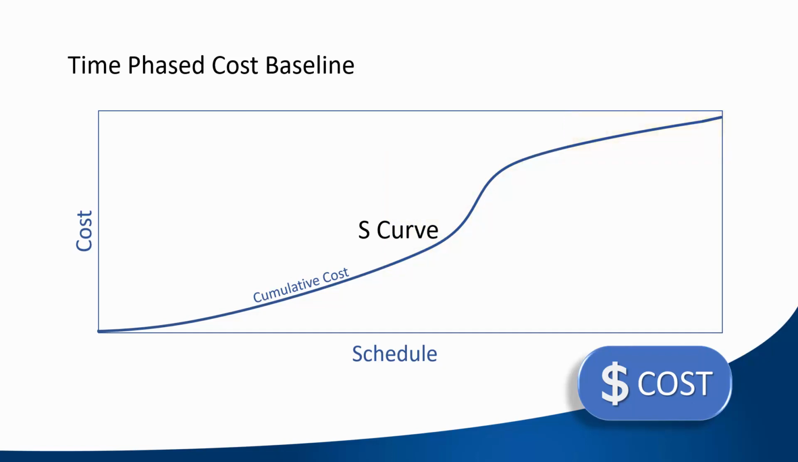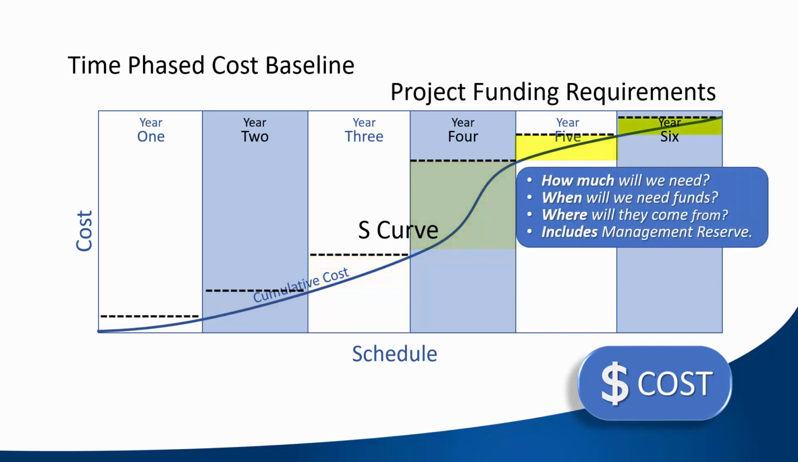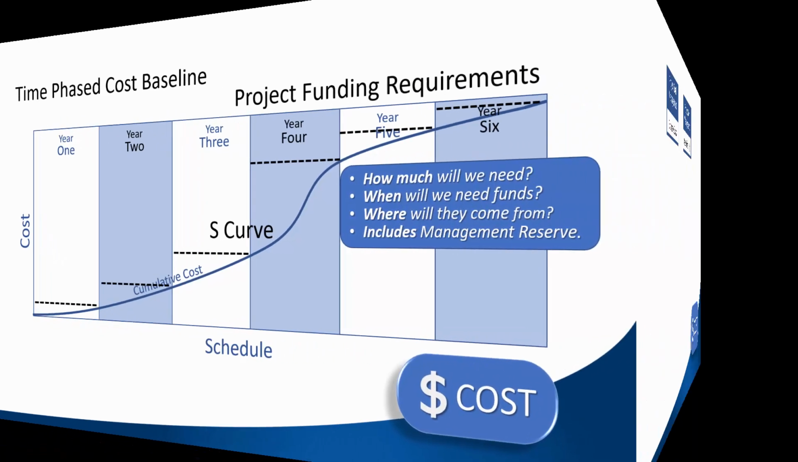The time-phased cost baseline shows us the cash flow and funding requirements for the project. Notice that the funding can be released incrementally. The funding plan answers several key questions. How much will we need? When will we need funds? Where will they come from? Notice that the project funding requirements do include management reserve.